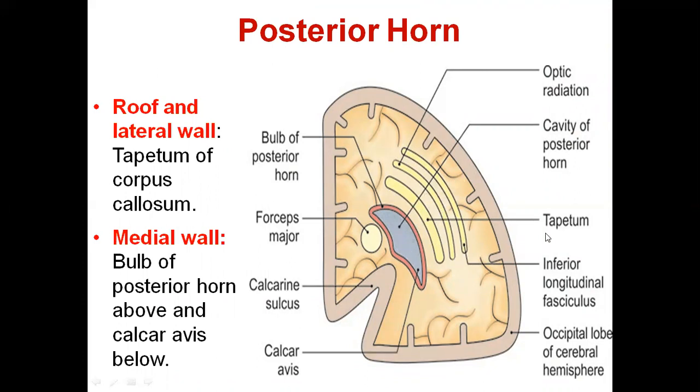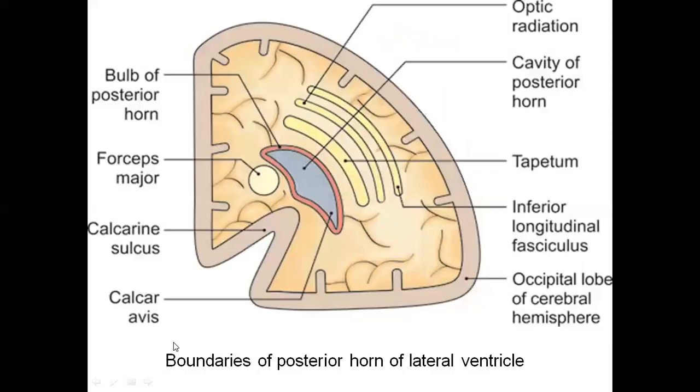So what are we finding here? We are finding tapetum part of corpus callosum. Medial wall, we are finding the bulb of the posterior horn. Above, this is calcarine sulcus which produces an elevation inside the posterior horn of the lateral ventricle. So this elevation is actually called calcar avis. Corresponding elevation which is produced by calcarine sulcus, we call this as calcar avis. So in the medial wall, we have bulb of posterior horn above and calcar avis below.